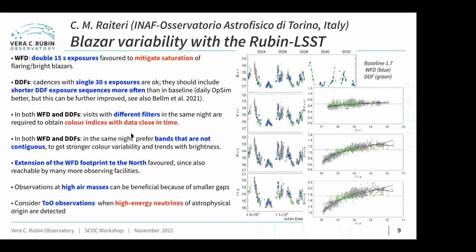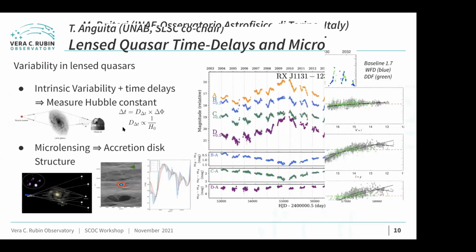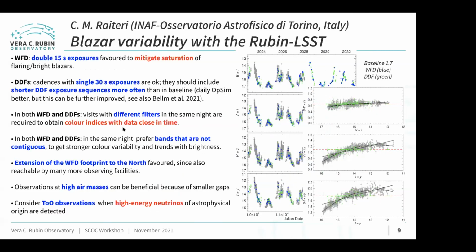Color variability and trends with brightness are stronger when colors are obtained with data in filters that are more separated in wavelength. Therefore, in both wide-fast-deep and deep drilling fields, the choice of filters to pair in the same night should prefer bands that are not contiguous.